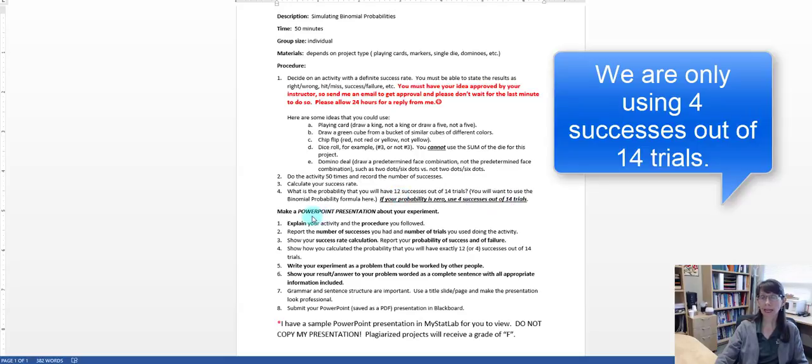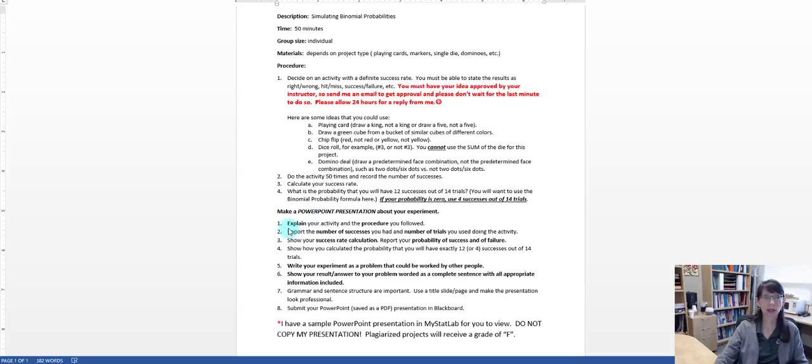You're going to collect all of your results and make a PowerPoint presentation. So you're going to explain your activity, and pretty much that's just step by step, what did you do? You're going to report the number of successes and the number of trials. You're going to show your success rate calculation. You're going to report your probability of success and failure. You're going to show how you calculated the probability. You're going to write an experiment as a problem that could be worked by other people. And of course, then you're going to show your results.